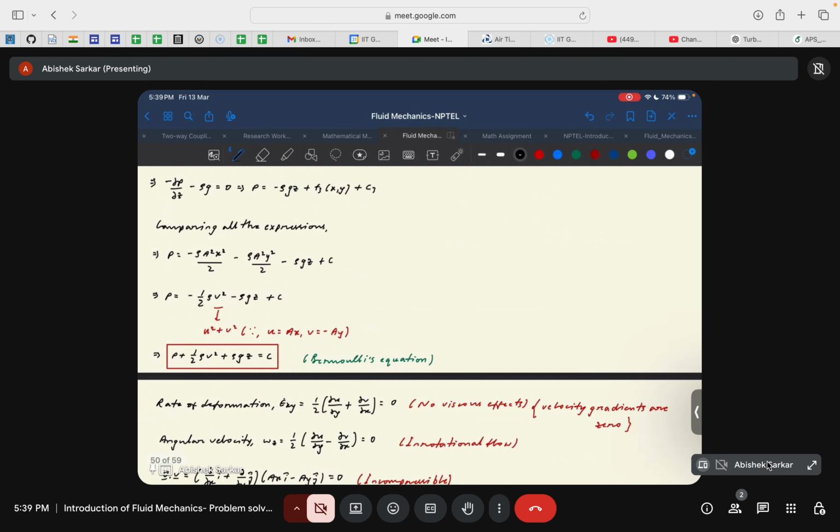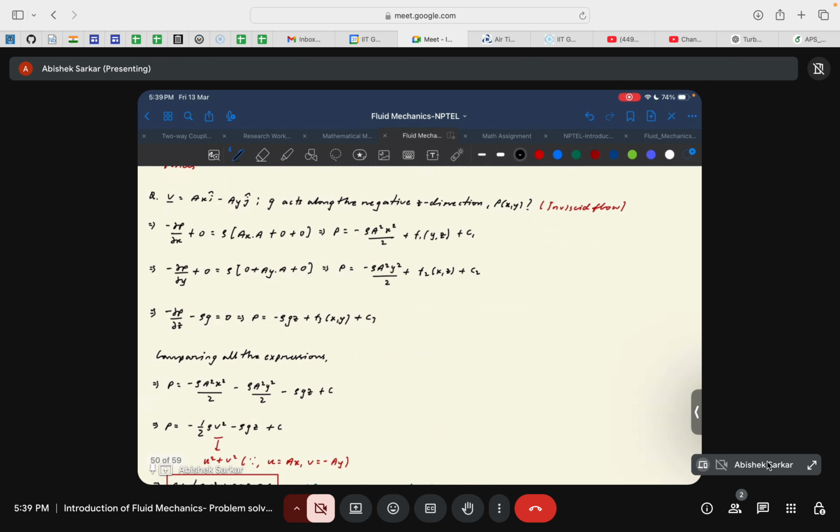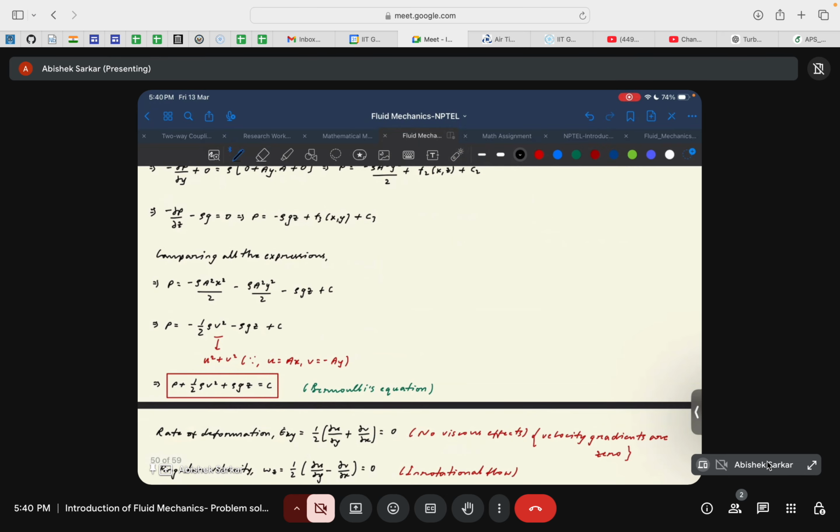Now you know that ax and minus ay are indeed the velocity components along the x and y direction respectively. So if you sum both of these terms, you will get something like minus rho times a square x square plus a square y square. Basically it will be u square and v square, correct?